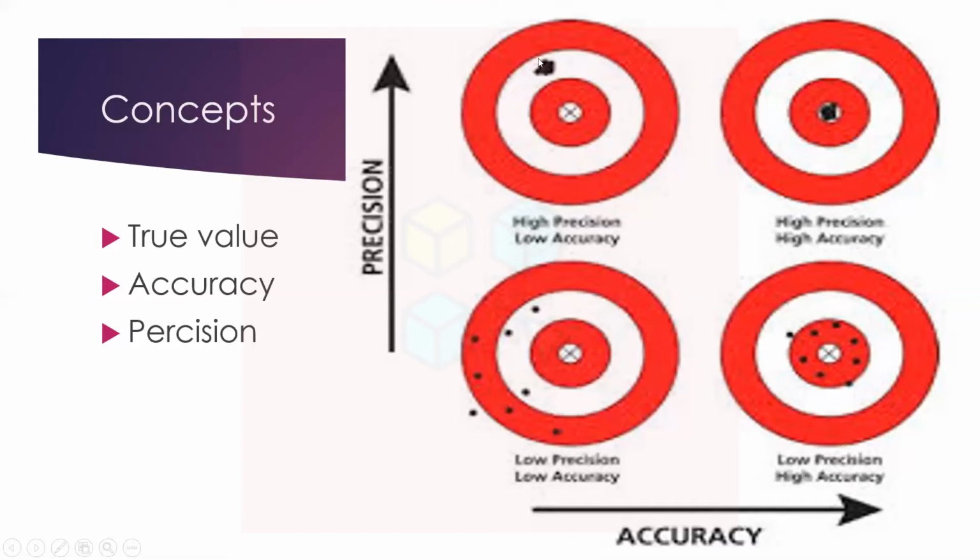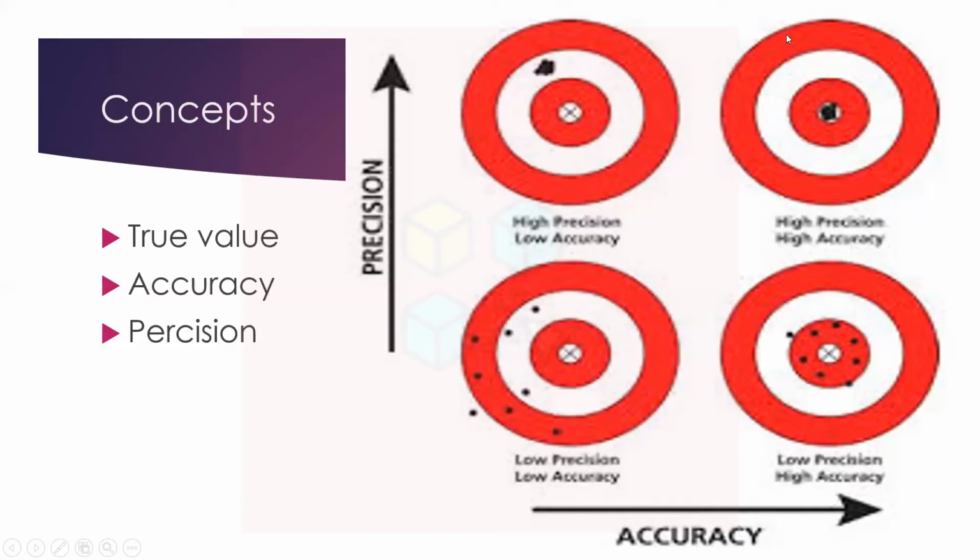Come to the top left figure. We will observe all the dots are closer to each other. This shows there is high precision, since all the values obtained from different samples, from repeated samples, are closer to each other. So precision is high, but still the measures are far away from the central value. Therefore, the accuracy is low and precision is high.